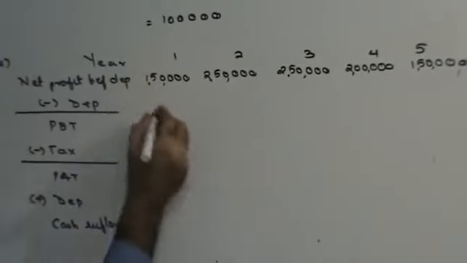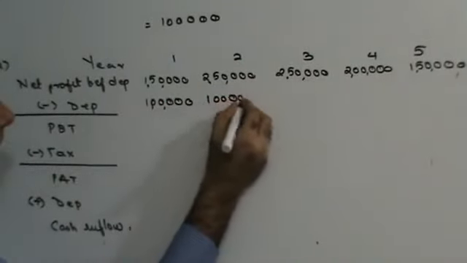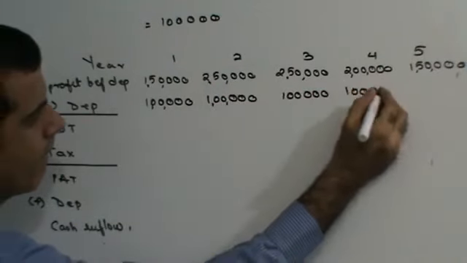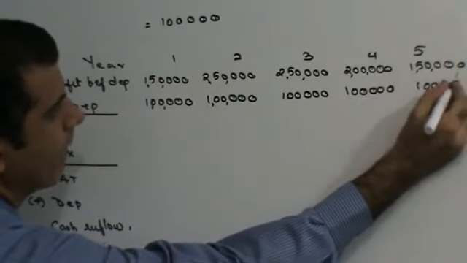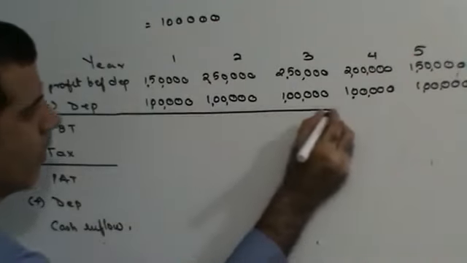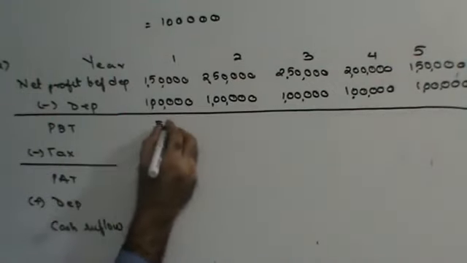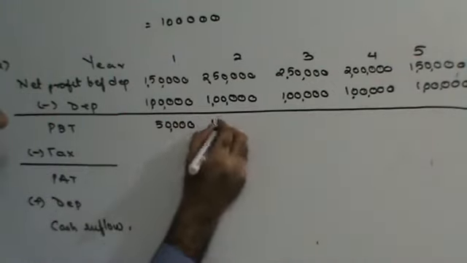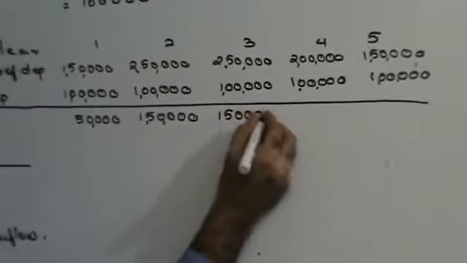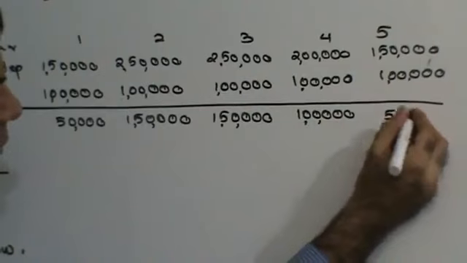Depreciation you just calculated is 1 lakh. So this is 1 lakh for all of them. Now net profit before depreciation less depreciation. This is going to be 50,000. This is going to be 1,50,000. This is going to be 1,50,000. This is going to be 1 lakh. And this is going to be 50,000.